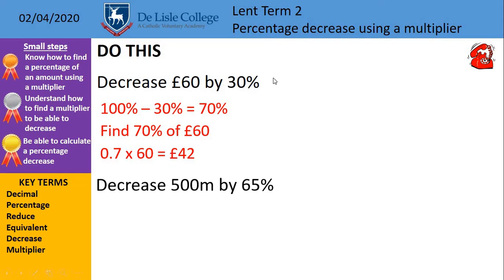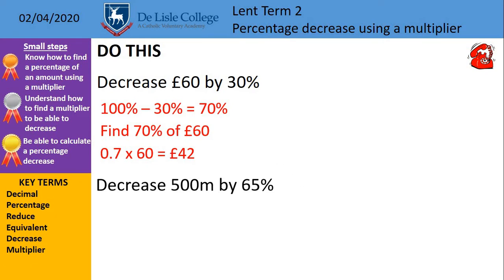Now we could have done this by finding 10% to start with, which would be 6. So 30% would be 3 lots of this, which would be £18. And then if we do £60, take away £18, this gets us to £42. But I want you to try and do it in this way so that we can get used to using a decimal multiplier. So recap again. Decrease by 30%, so we're going to start with 100%, subtract 30% because we're decreasing by 30, so we want to work out what 70% of the original amount is. So 0.7 multiplied by 60 would give us £42.